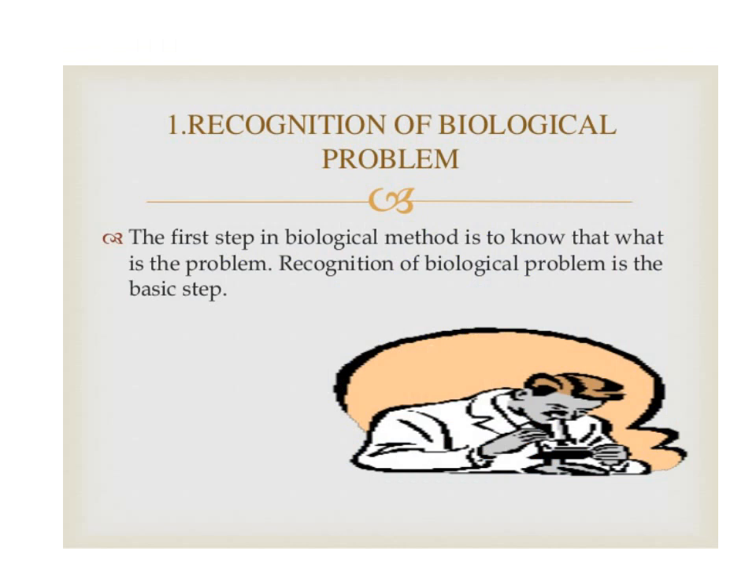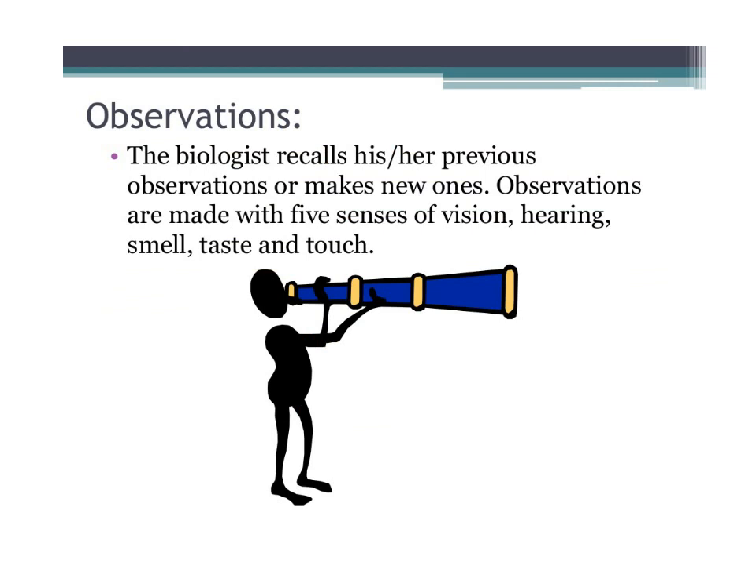Recognition of biological problem. The first step in biological method is to know what the problem is. Recognition of biological problem is the basic step. Then observation. The biologist recalls her previous observations or makes new ones. Observations are made with the 5 senses of vision, hearing, smell, taste and touch.